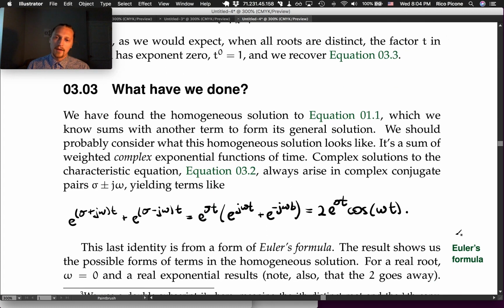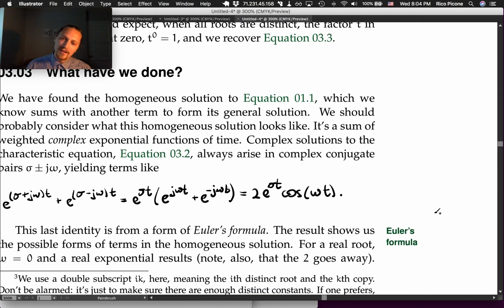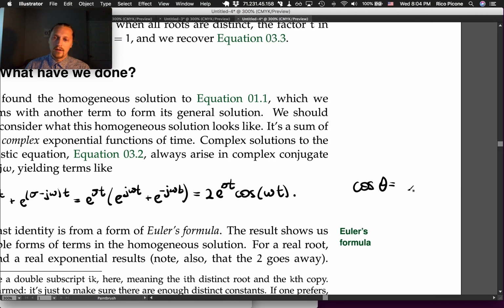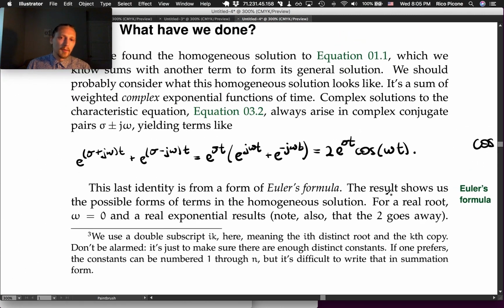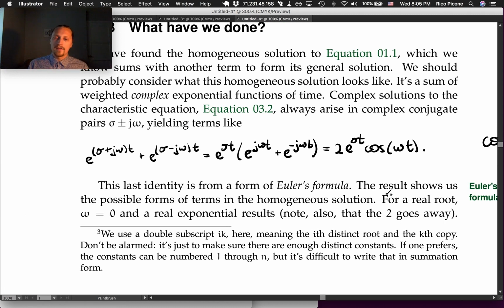It's really cool. I recommend it. This is one form of it: cosine theta equals 1/2 times e to the j theta plus e to the minus j theta. That's the form of it, but this is not the usual form that you see. This is Euler's formula. It's pretty cool, but we used it here to show that we actually have this sinusoidal term that's showing up.